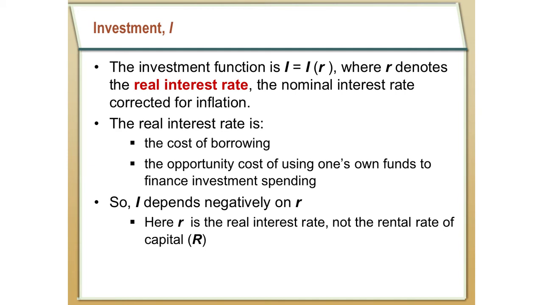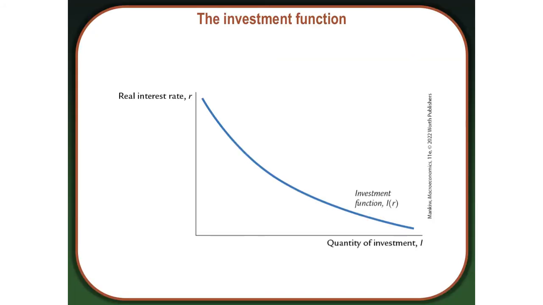So if the interest rate is high, then firms aren't going to want to invest as much because it's expensive to borrow or to sacrifice the earning power of your own cash. So high interest rate means low investment and vice versa. So what we're going to end up with is an inverse relationship between the real interest rate and the quantity of investment. If we convert that relationship to graphical form, we get this downward sloping relationship between the real interest rate r and the quantity of investment I.